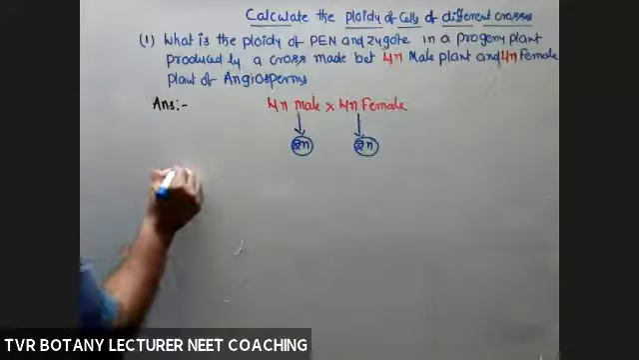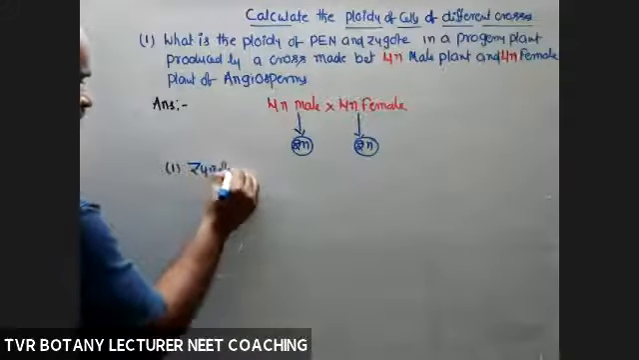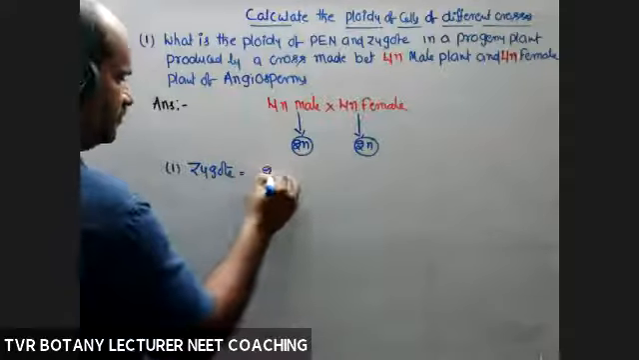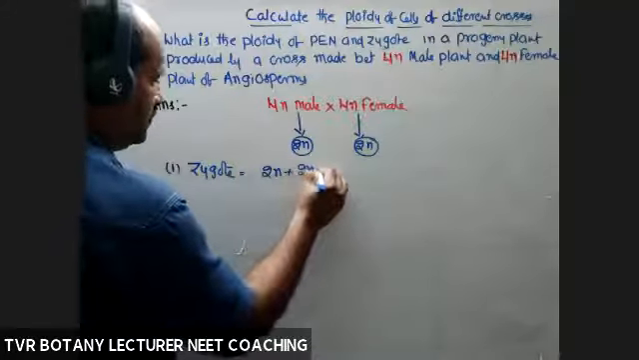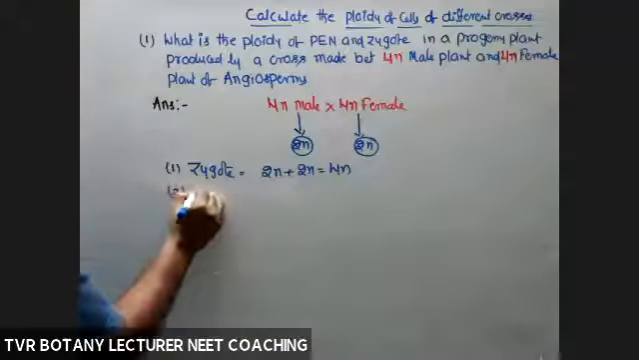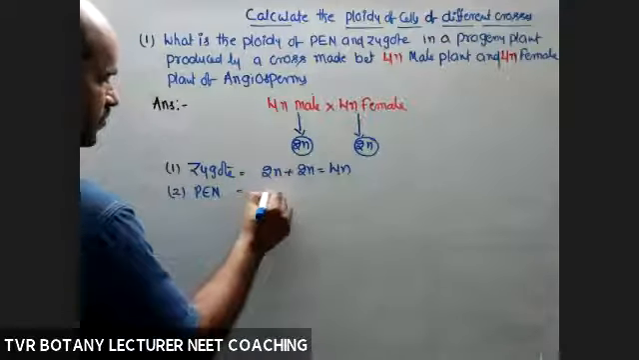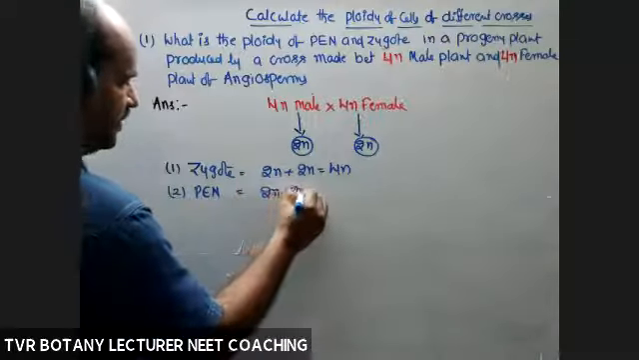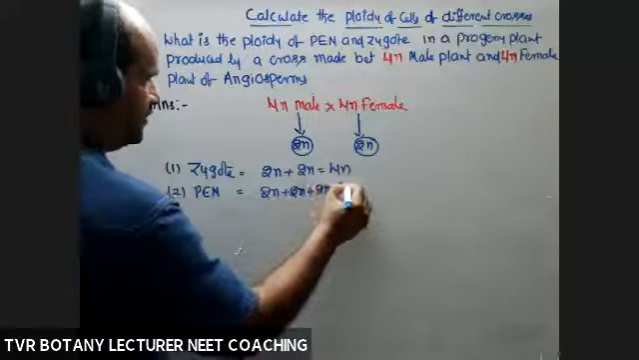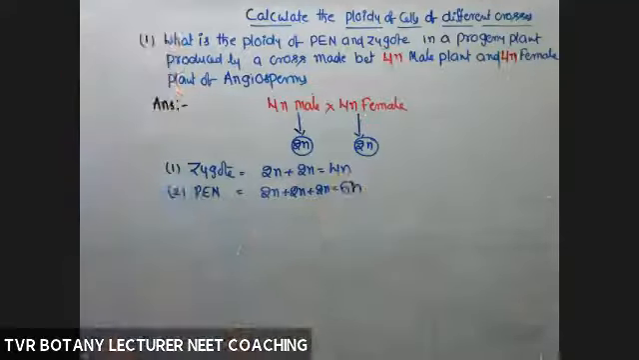Now what about zygote? First one, zygote. Zygote ploidy is 2n plus 2n, 4n. And second one, PEN. Simplify it. Okay, so 2n plus 2n plus 2n, 6n hexaploid. Okay, right? Next.